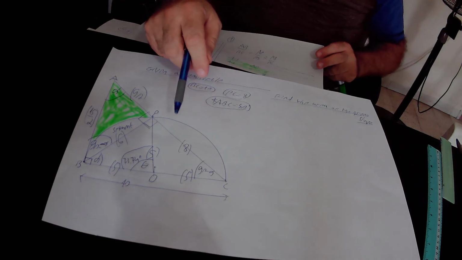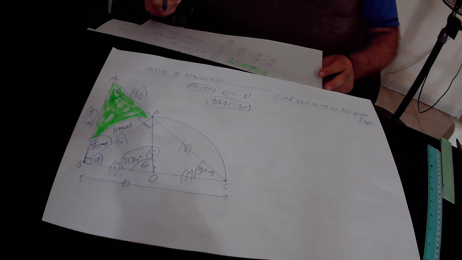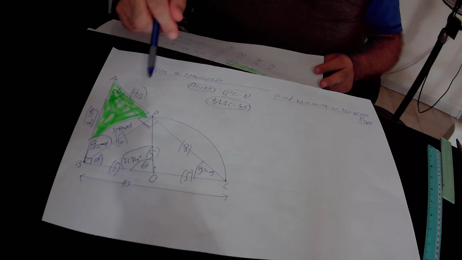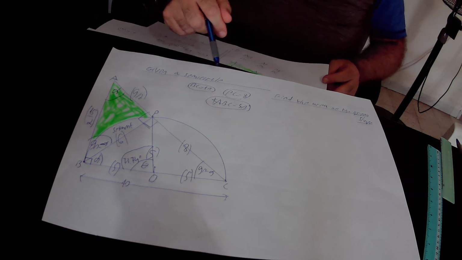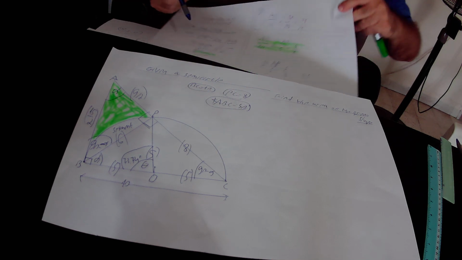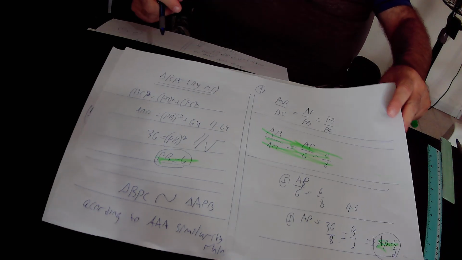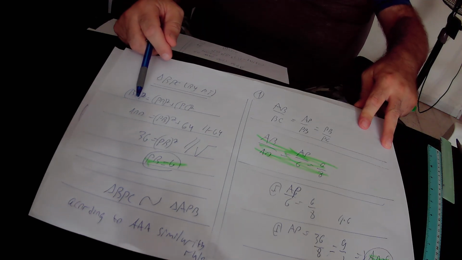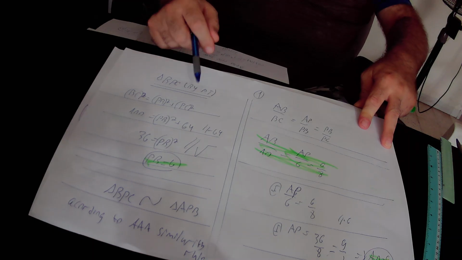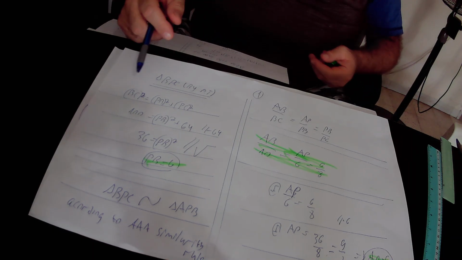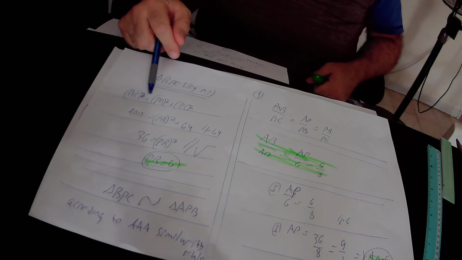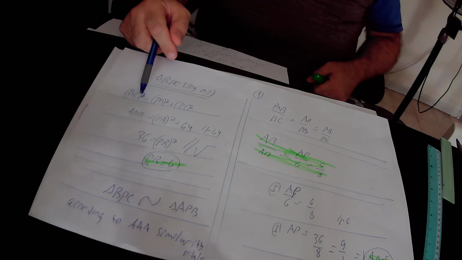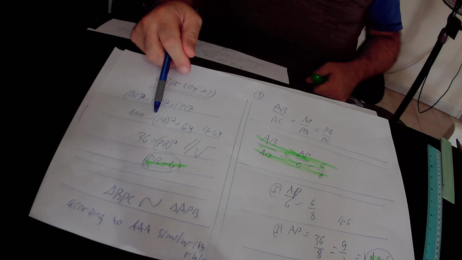BC is 10, therefore BC squared is 10 squared, that is 100, plus BP squared. BP is the missing side, so we leave it as it is, plus PC squared. PC is 8, therefore PC squared is 8 squared, that is 64. So in total, we find that 100 equals PB squared plus 64. Here we subtract 64 from this equation, and find that PB squared equals 100 minus 64, which is 36. So PB squared equals 36.